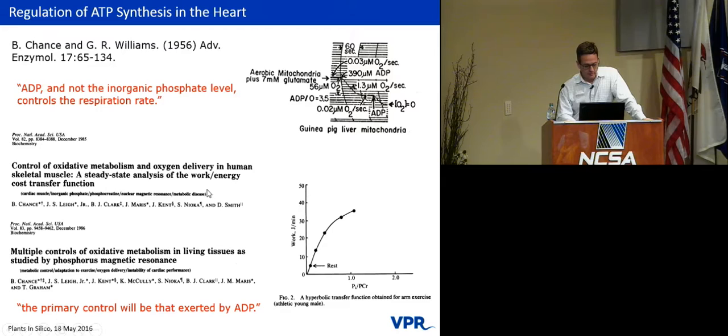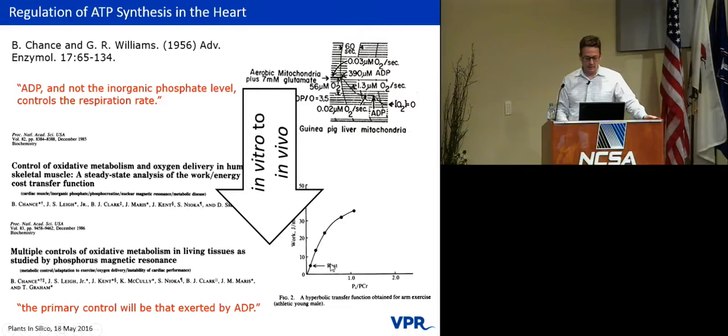Then it was 30 years later that they had nuclear magnetic resonance technology where they could start measuring in people. These are data from human beings, probably from Britton Chance himself, where he put his arm in a narrow-bore magnet, and you can measure the phosphate metabolites in vivo. And it turned out, lo and behold, it's the same thing. The ADP control model explained the in vitro data. So a really simple idea identified in vitro translated directly to in vivo.